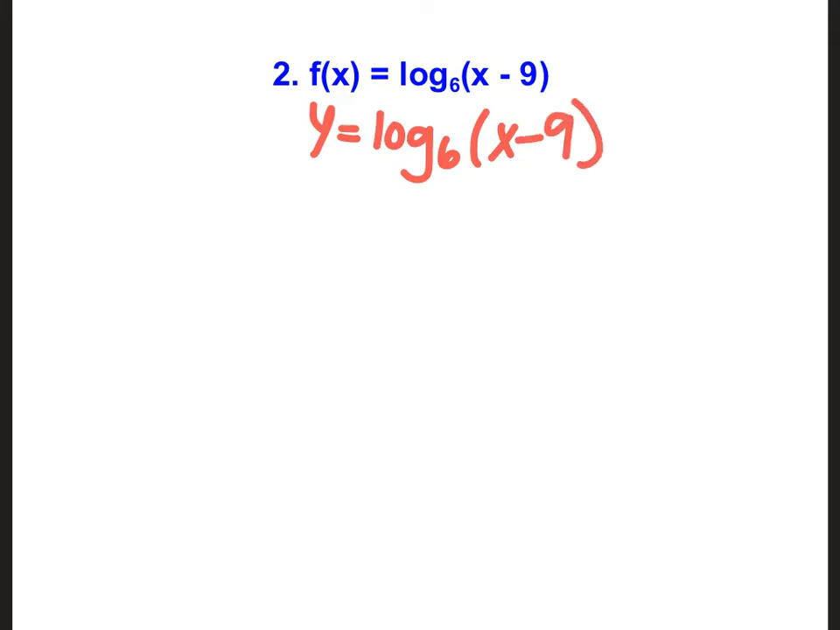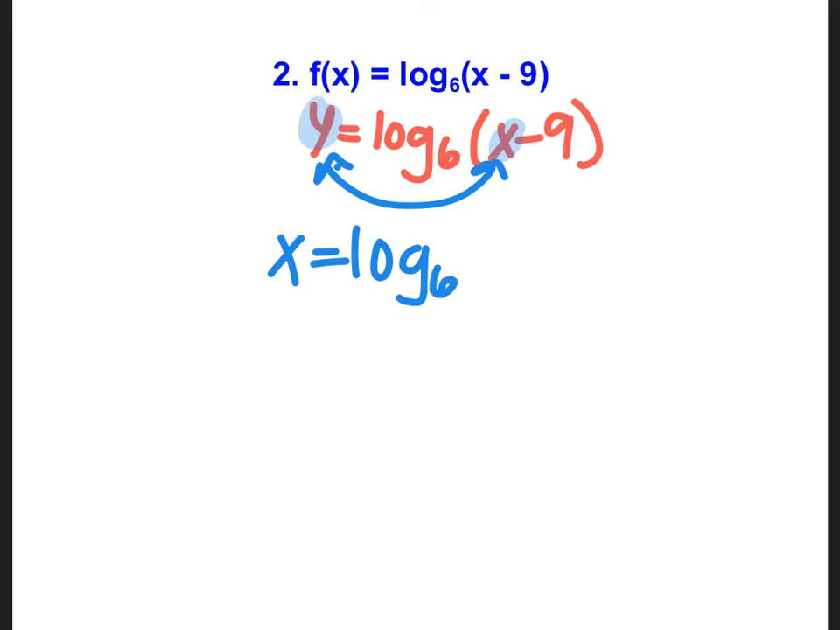And then we're going to flip our x's and our y's. So we want to move this thing, and we're going to flip-flop them. So we're going to have x equals log base 6 of y minus 9.